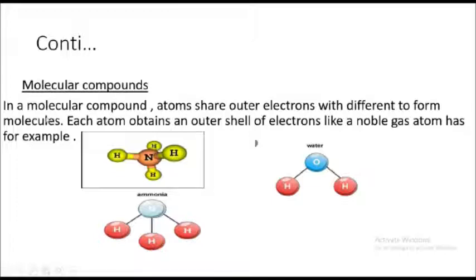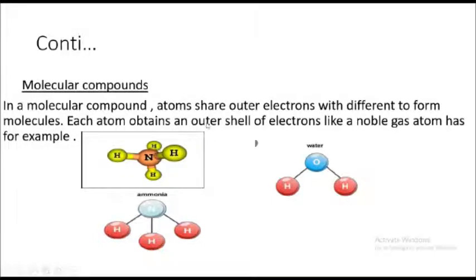Molecular compound. In a molecular compound, atoms share outer electrons. In this compound, atoms, meaning the elements, share outer electrons, the valence electrons, with a different element. They are not similar; different means they are not similar. They share with a different atom to form molecules. It's not a condition that the molecule consists of similar elements. They can be different.